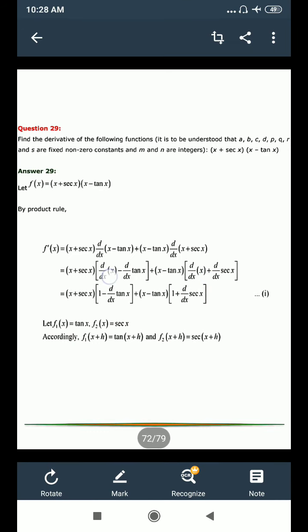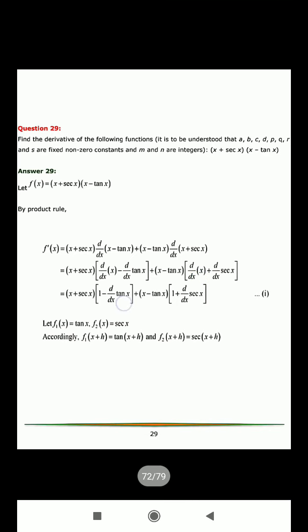We know the formula. Differentiation of x we have done in almost every question. It is 1. Tan x is sec square x. And differentiation of x is 1. Again sec x is sec x tan x. Just replace this by sec square x and this by sec x tan x and simplify it, you will get the answer. You need not see the further solution. Derivative of this is sec square x and derivative of this is sec x tan x. You just put the values and that would be your answer.